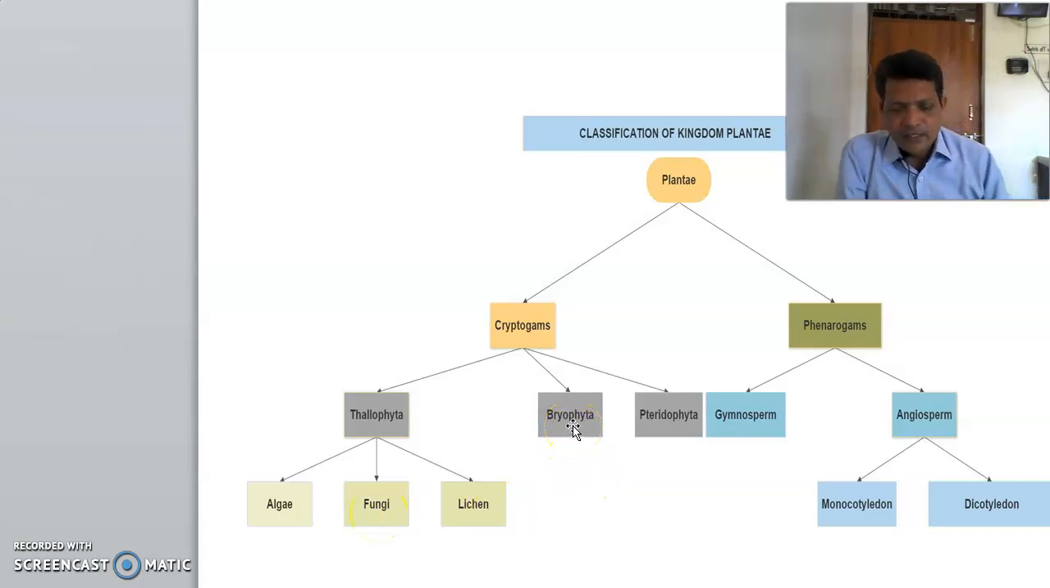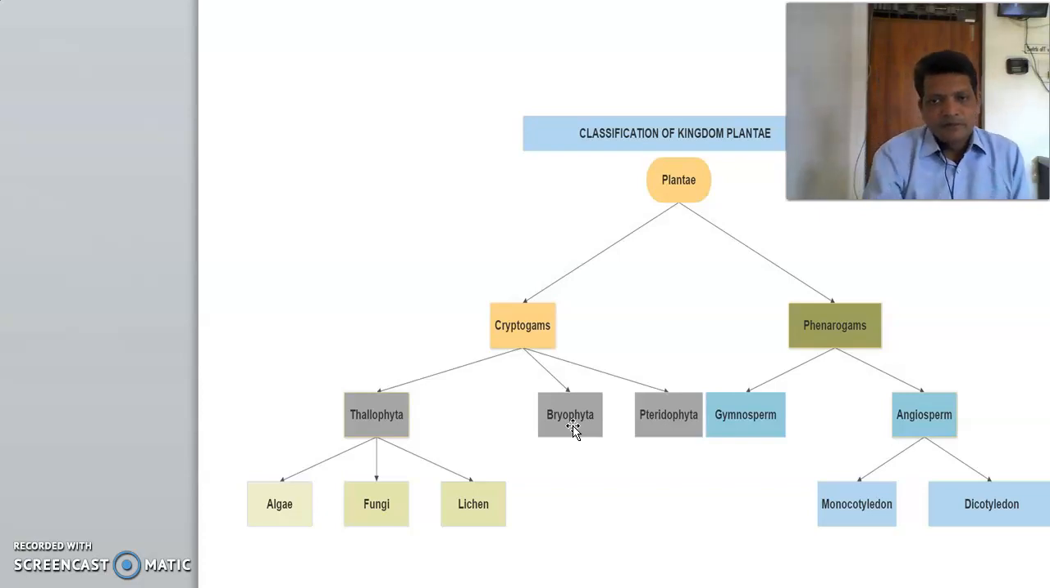Bryophyta, you have learned Riccia and Funaria. What is the typical character of Bryophyta? They generally occur in moist places. Their body is not differentiated into root, stem, and leaves. They bear a simple structure to fix themselves, called rhizoids. In their life cycle, the dominant phase is the gametophytic phase, and the sporophytic phase is the recessive phase.